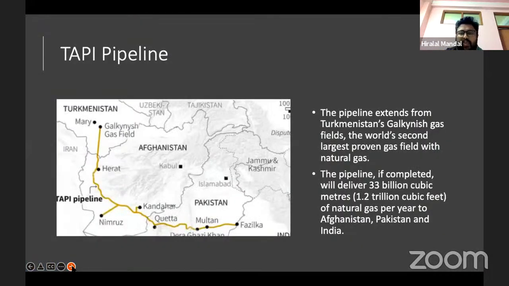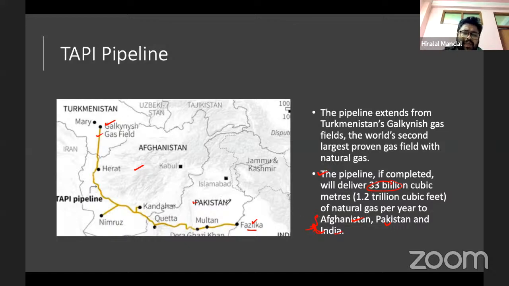Okay, let's move on to brief information about the Tapi pipeline. Tapi stands for T for Turkmenistan, A for Afghanistan, P for Pakistan, and I for India. The Tapi project is expected to link the Fazilka natural gas station in India to the Galkynysh gas field in Turkmenistan. It is expected to deliver 33 billion cubic meters of natural gas per year to Afghanistan, Pakistan, and India. These countries are deficient in natural gas and could greatly benefit from the Tapi project.